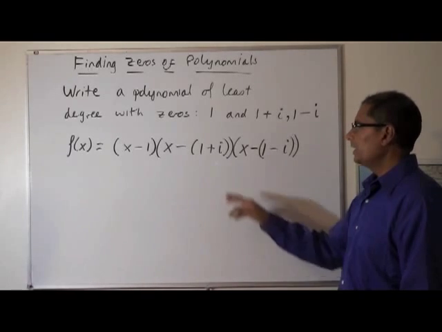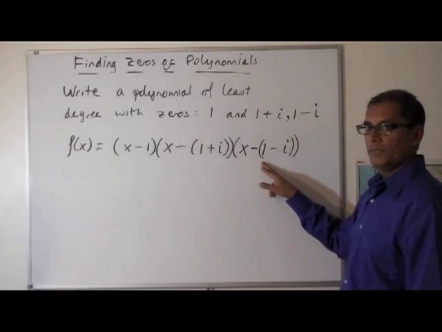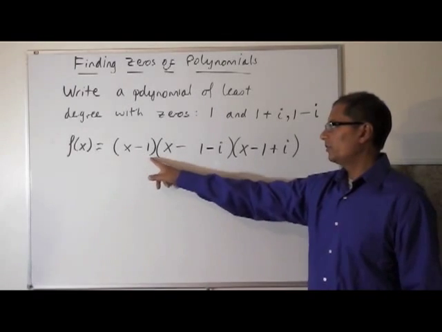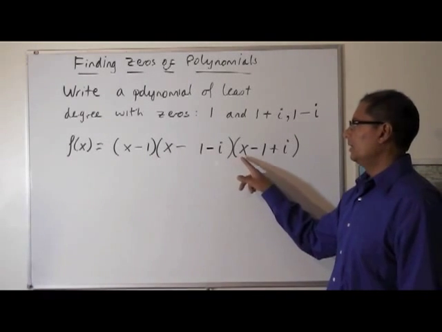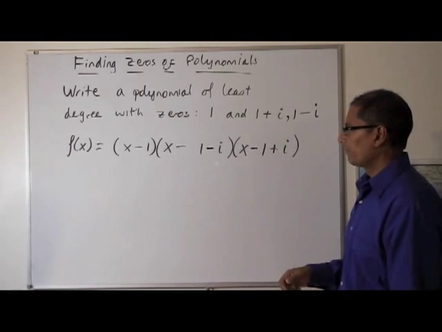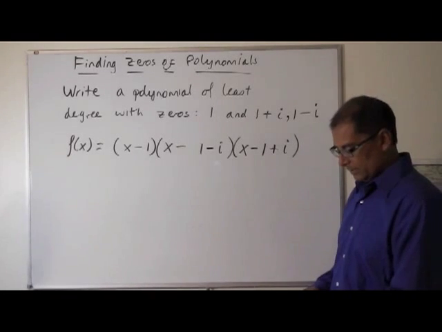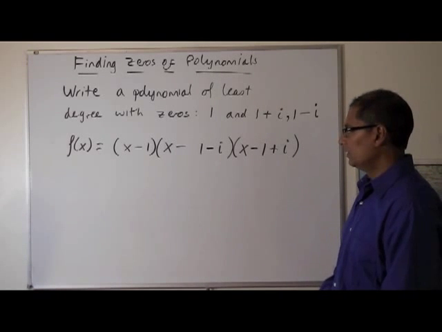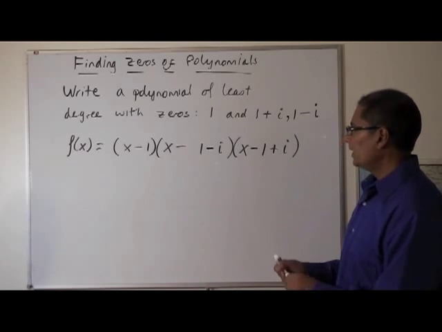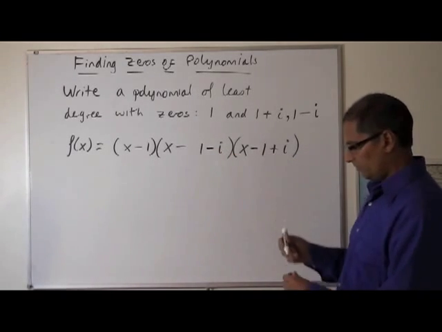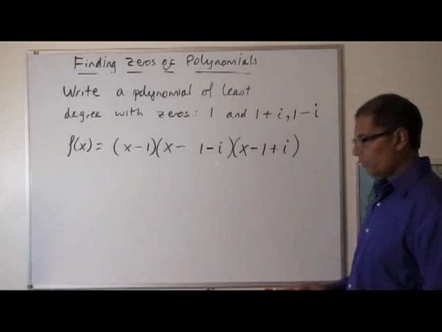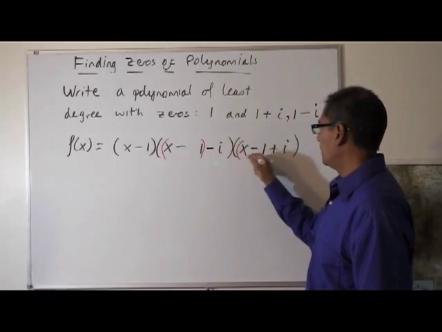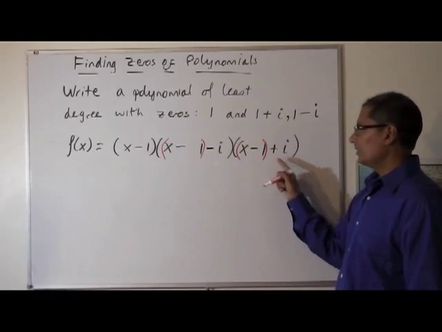And then if you take out the parentheses here, these signs will switch in the middle. So we're left with x minus 1 times x minus 1 minus i times x minus 1 plus i. Now let's multiply this out to simplify it. This might be a complicated product, but actually what we have here is a difference and a sum. If I isolate x minus 1 in each of these, we have a difference and a sum.